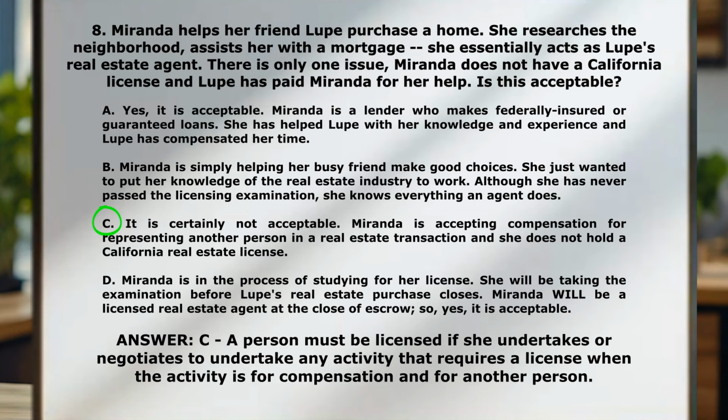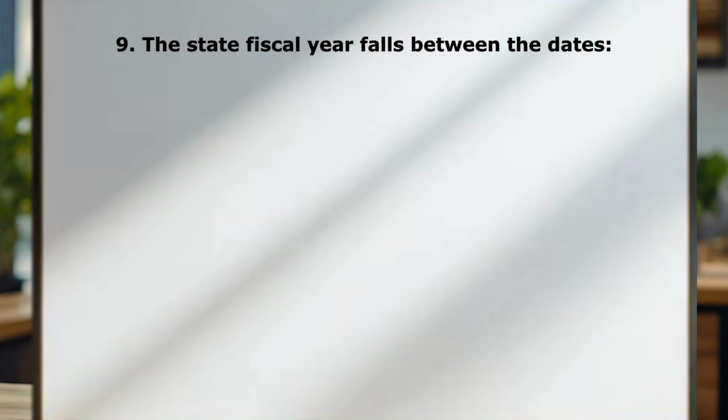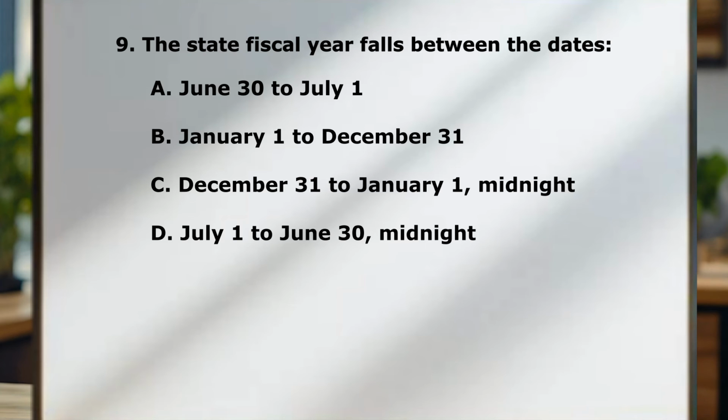In terms of a real estate transaction, Miranda does not have a license, so she cannot accept compensation for representation of another party in a real estate transaction. Question number 9. The state fiscal year falls between the dates A. June 30th to July 1st. B. January 1st to December 31st. C. December 31st to January 1 midnight. D. July 1 to June 30th midnight.